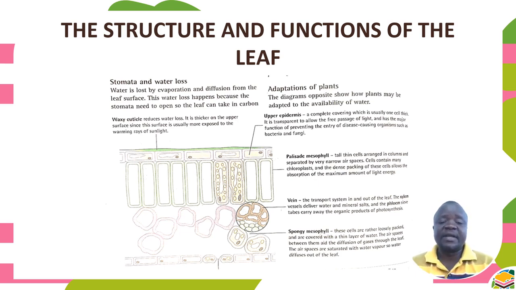Now you can see that the nature of the cells here is columnar. They are in a column form, and at the same time we see that these cells consist of a lot of chloroplasts. There is a high concentration of chloroplasts, providing evidence that this is the main site for photosynthesis. So this layer, the Palisade mesophyll layer, is well adapted to carry out photosynthesis by having a wide range of chloroplasts. These chloroplasts can help to trap a lot of sunlight energy.